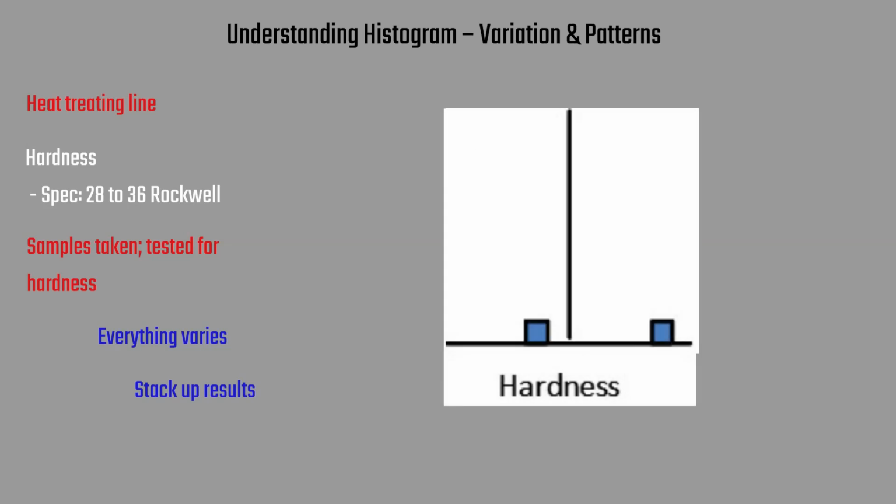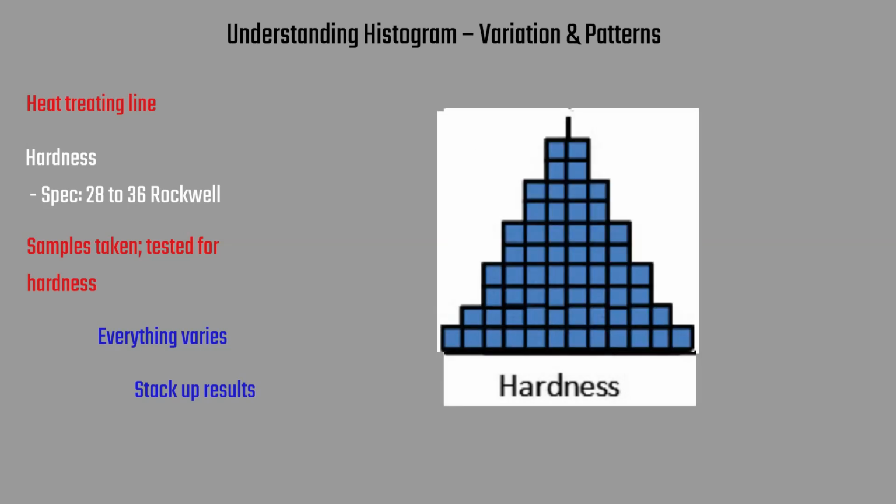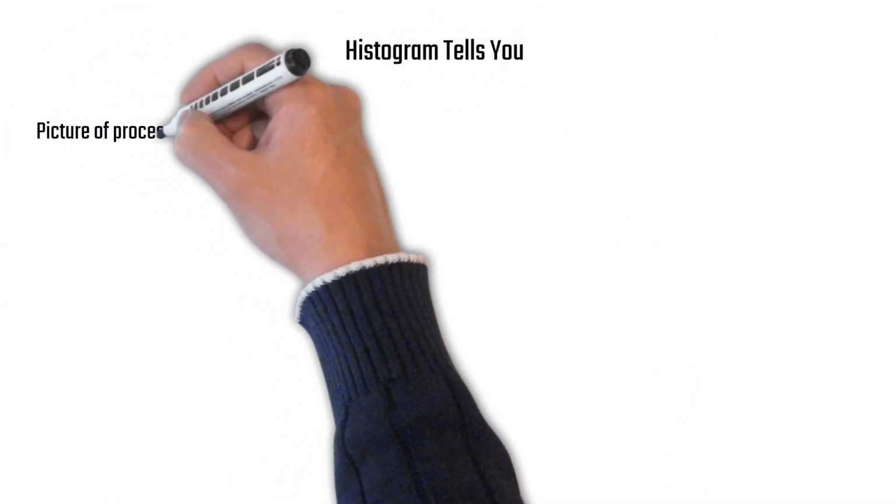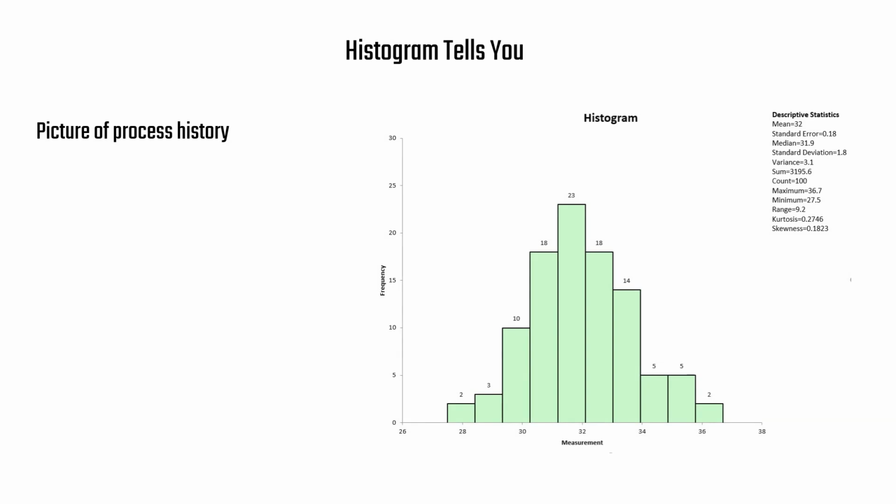But over time, what happens, you'll see the results begin to stack up into a pattern. And this pattern is called a histogram. It tells you how often a range of values occurred during a given time period. So, history of your process, that's what a histogram tells you. But it's going to tell you 4 things in particular.